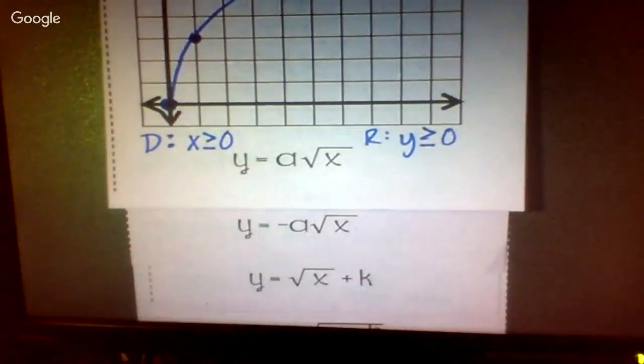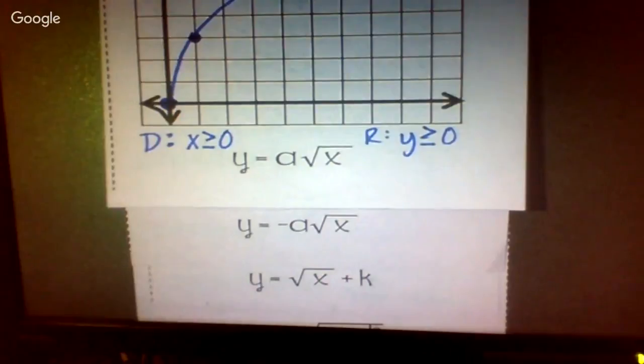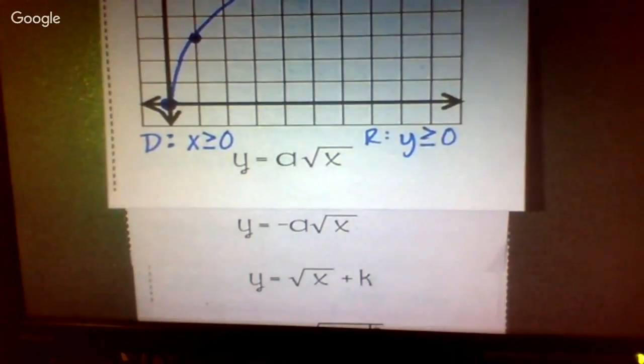Okay, so always pick that starting point, find your X value and your Y value, and then give me your signs. If it's going to the left, it's less than. If it's going to the right, it's greater than. If it's going up, it's greater than. If it's going down, it's less than. So go to your next graph.